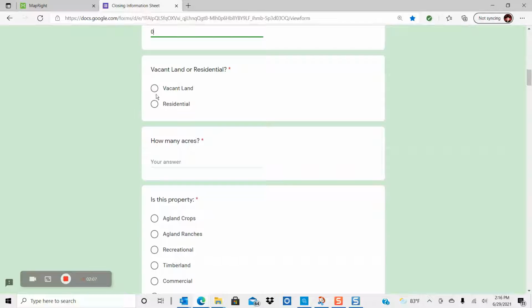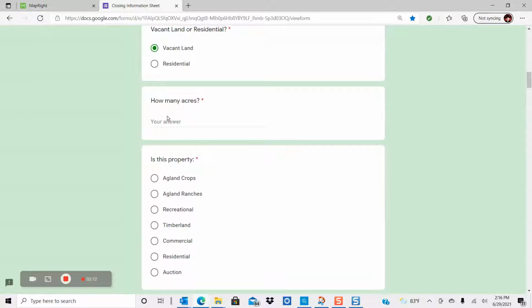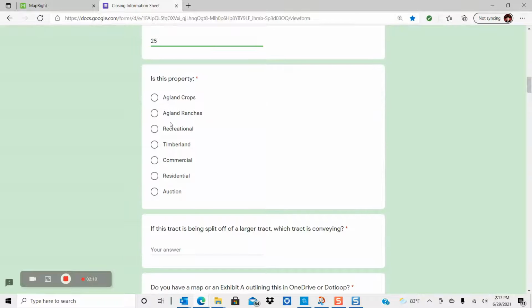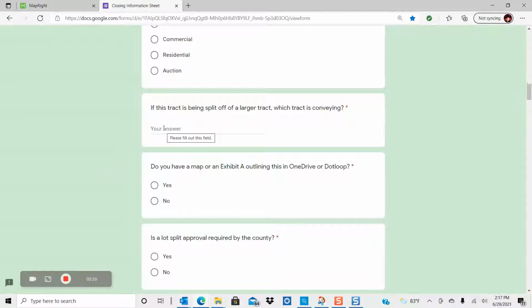Is this vacant land or residential? Does it have a house on it, or is it just strictly vacant land? Either way, how many acres is there? You're going to plug that in right there. What type of property is it? Is it cropland? Is it a ranch? Is it recreational, residential, or commercial? We're just going to say recreational.